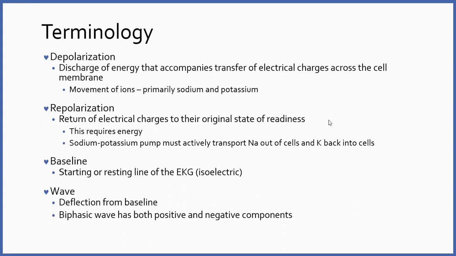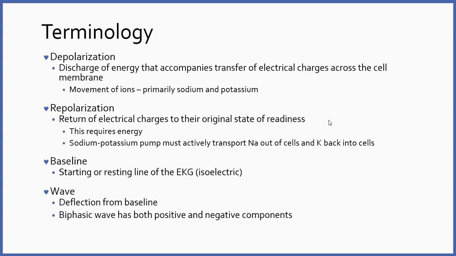The term baseline refers to a state of readiness. It's the starting or resting line of the EKG. There's no electrical activity that's measurable, and so we refer to it as isoelectric, because it's that point where no measurable depolarization or repolarization is occurring. The term wave means any deflection from that baseline or that isoelectric line.